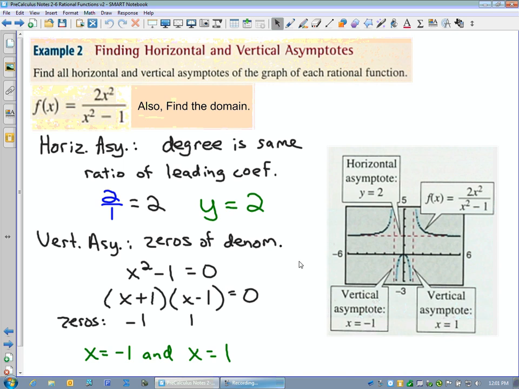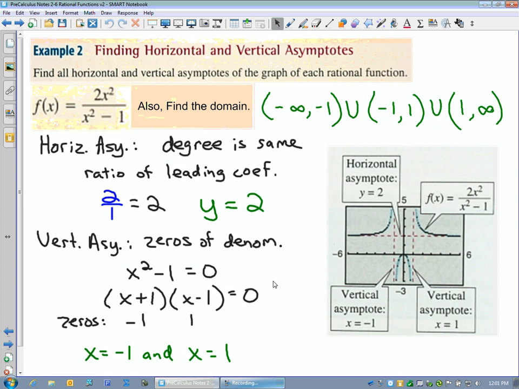So when we read the intervals, we always read them from left to right. So that would actually be the interval from -infinity to -1, union with -1 to 1, which would be that interval between the two asymptotes, and then, of course, union with 1 to infinity. So everything to the left of -1, everything between -1 and 1, and everything to the right of 1. Notice the parentheses means it does not include those endpoints.